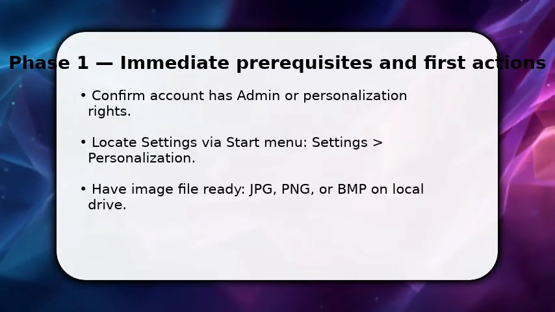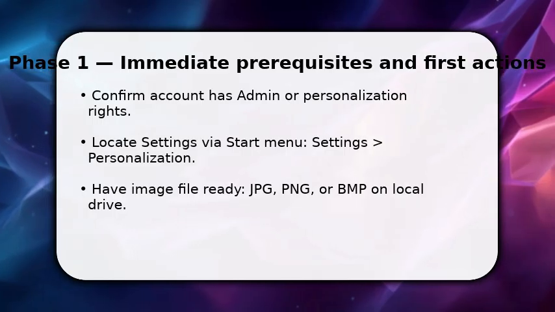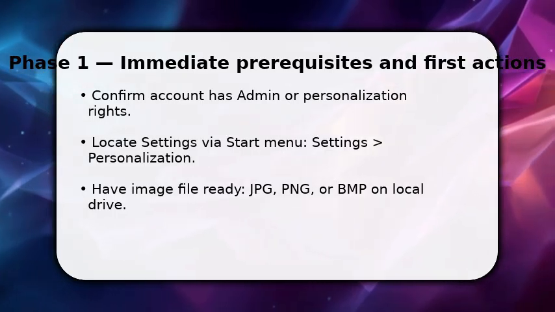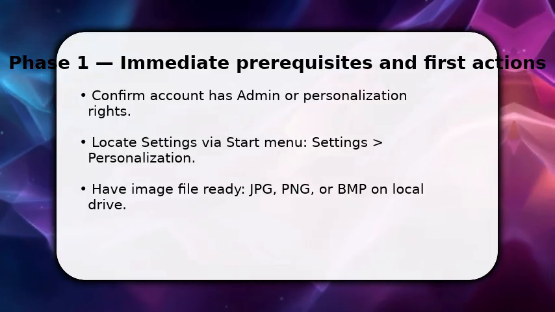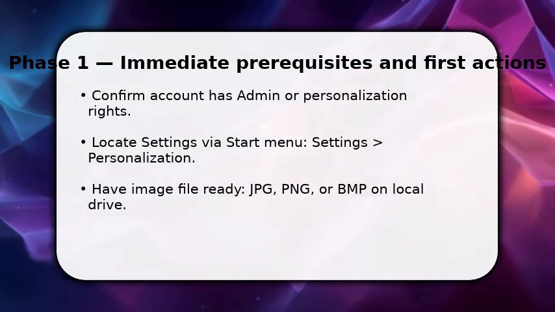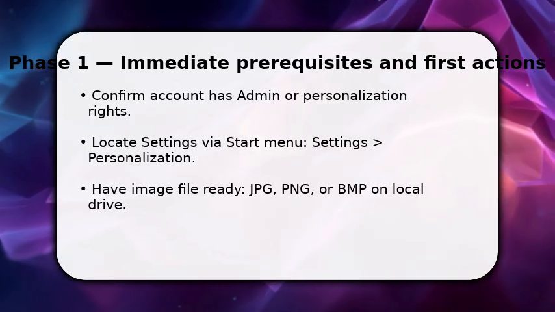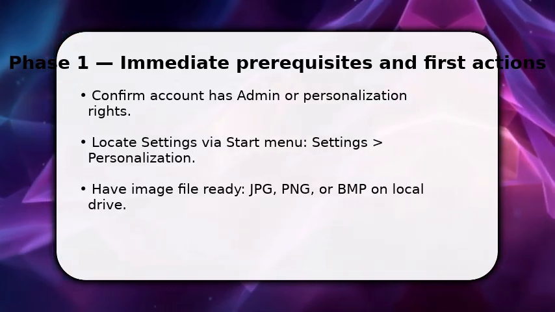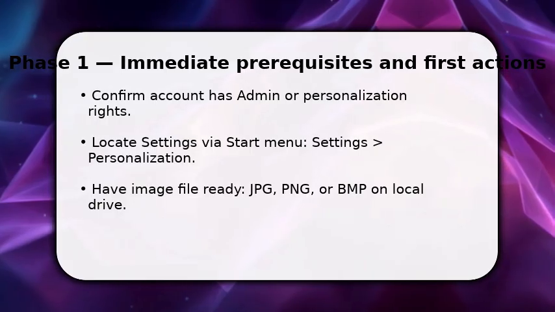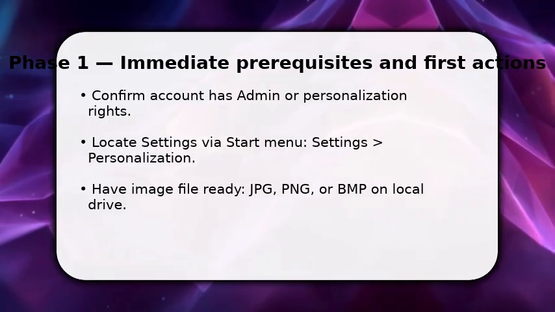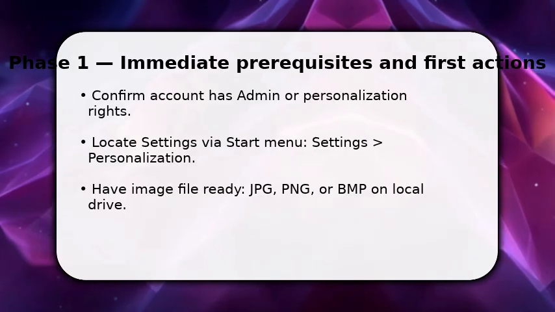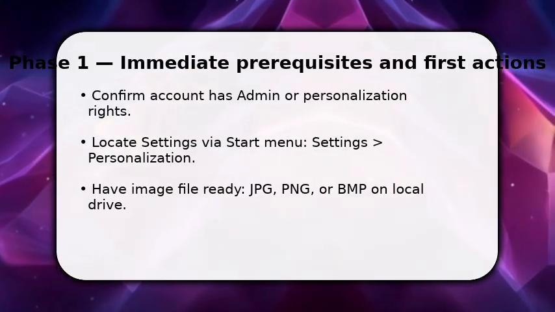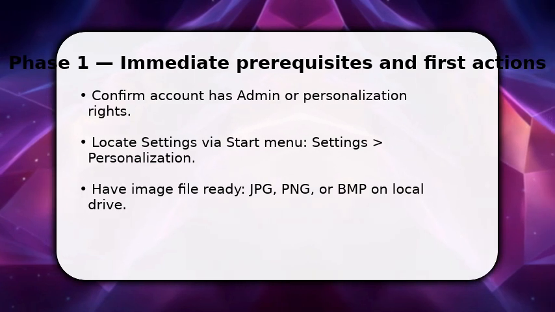You start by confirming you have the right permissions, otherwise personalization options are blocked. Open Start, type Settings, and go to Personalization. This is where backgrounds live. Once there, make sure your image is accessible on the local drive so you don't interrupt the flow. If you prefer a built-in option, glance at the thumbnails first, otherwise click Browse to pick your file. This first step gets you from intention to action quickly and avoids wasting time hunting menus later.